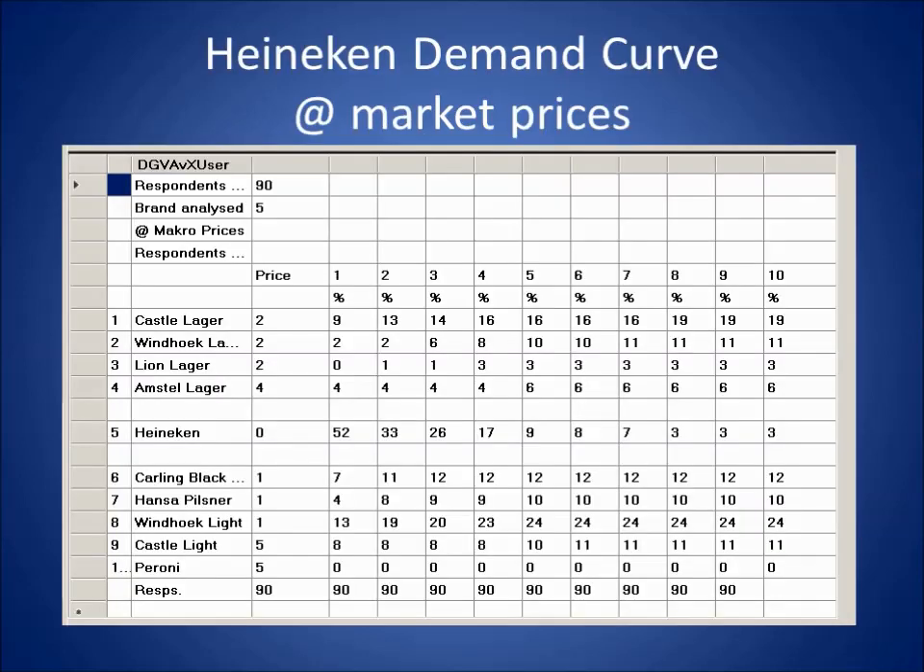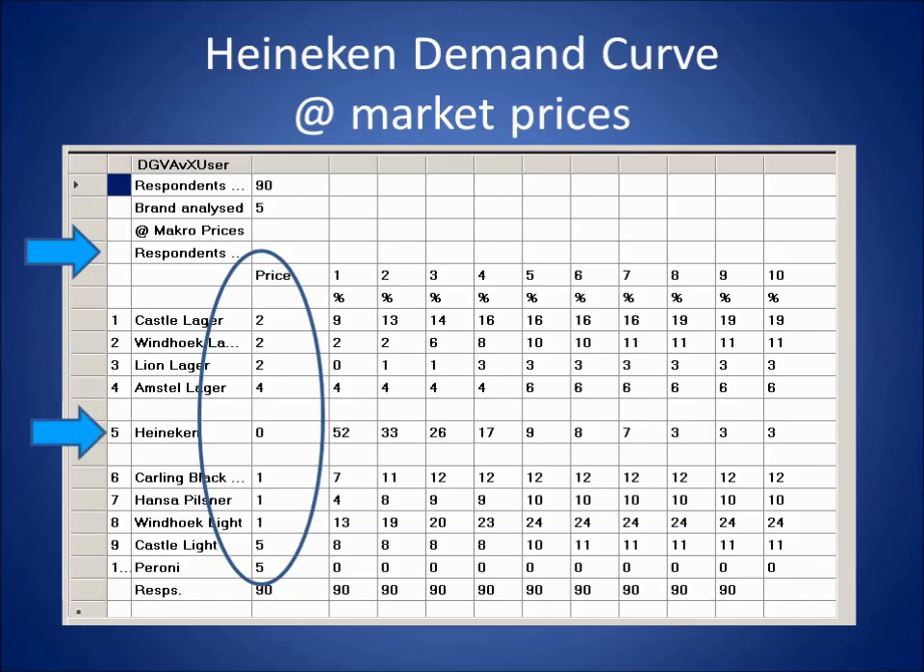Okay, this is just an extension of the ready reckoner. We are working with respondents or respondent share, and we're working with market prices. So you can see that Castle Lager is in at price level 2. These come from the macro prices. Windhoek Lager also at 2. Lion Lager also at 2. 2 is 55 Rand. 1 is 50 Rand. And so forth. We are analyzing what is happening to Heineken.